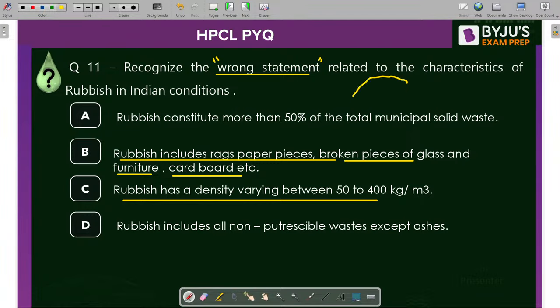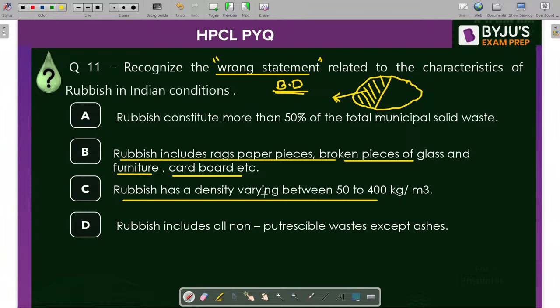Now let me explain one more point over here, guys. If you talk about an Indian city or MSW of an Indian city, what happened? 50% of the solid waste is biodegradable in nature, or it is food waste only. It is basically biodegradable waste. Or you can say, guys, in your MSW you may find more than 50% food waste as municipal solid waste. So the first statement is wrong, because in Indian conditions we are not throwing such type of material more in our MSW, right?